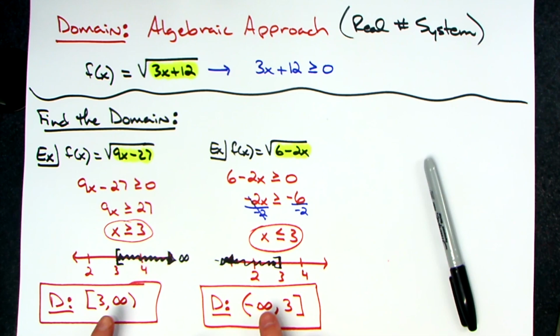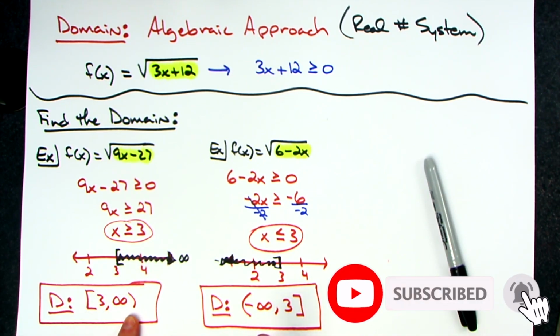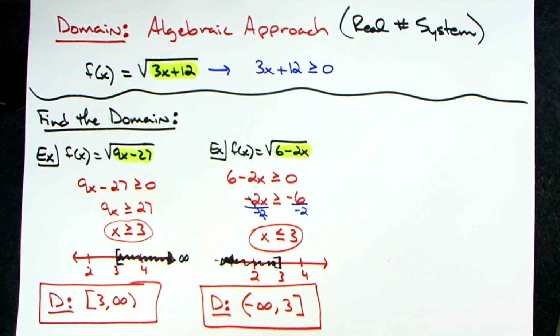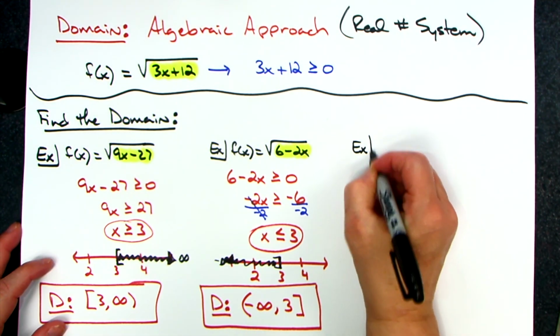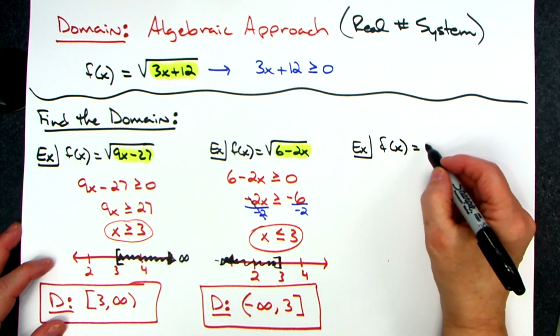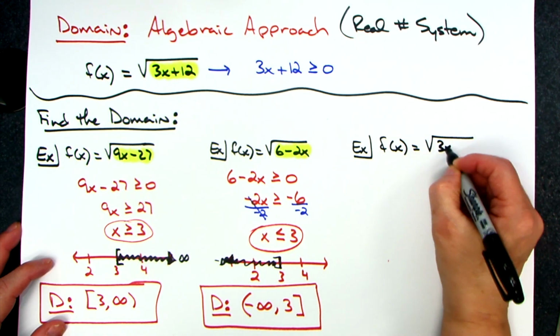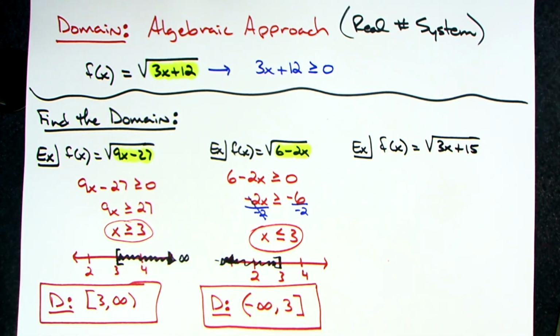Okay, so either one of these are possible. I can start with a number and go to infinity. I can start at negative infinity and go up to a number. But for the most part, they're all going to look very, very similar to that. All right, I'm going to give you one more. I'm going to let you try it on your own. F of x is equal to, let's go with a 3 square root of 3x plus a 15. Shouldn't take very long, so we'll pause just a moment.